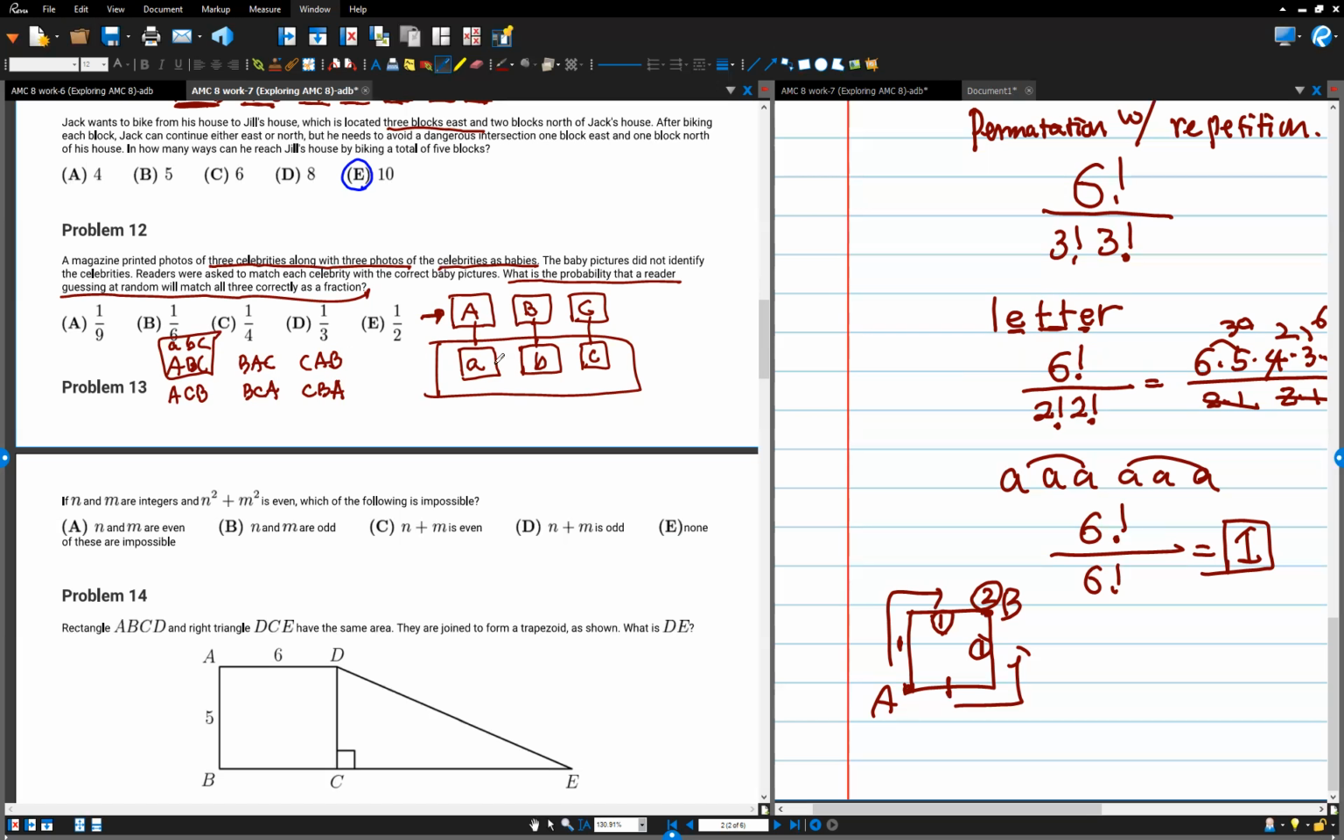Okay, we fix this one. You can fix this one, but we're going to change this one, okay? This way, or this way, or this way. If we have BAC, they are not matched. If we have CAB, they are not matched. ACB not matched. BCA not matched. Only ABC is matched. So this is only 1 out of 6.